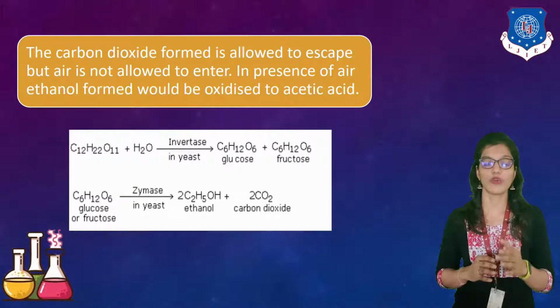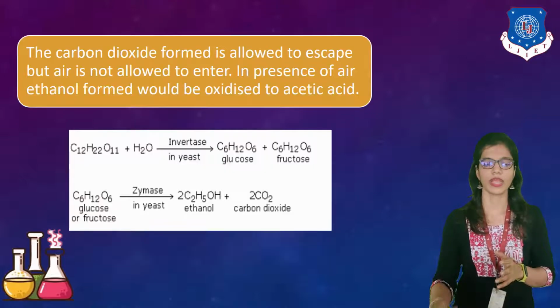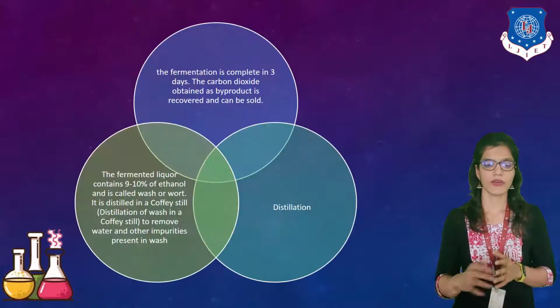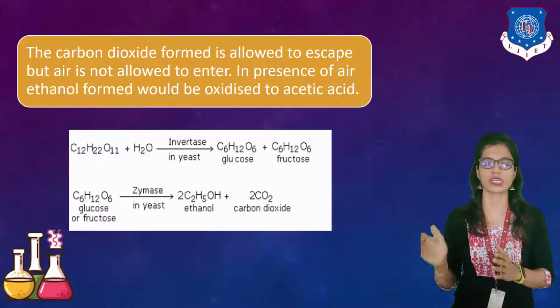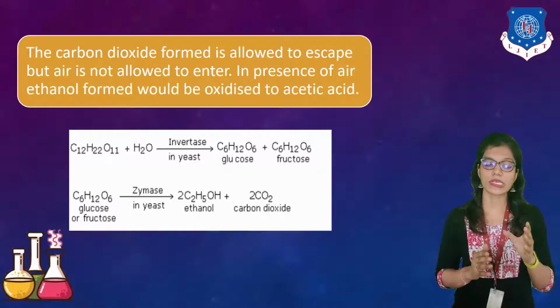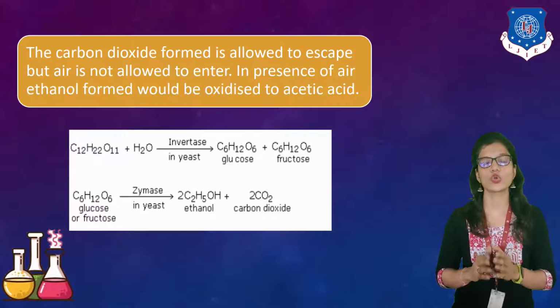The carbon dioxide formed is allowed to escape, but air is not allowed to enter. In the presence of air, the ethanol formed will be oxidized to acetic acid. How is it possible? We will observe it through the example. Here, if you can see, C12H22O11 plus H2O, mixed together in the presence of invertase in yeast, gives glucose and fructose, that is C6H12O6 plus C6H12O6. Now, in the presence of zymase enzyme in yeast, that glucose or fructose gets converted to ethanol, that is C2H5OH, and CO2 is produced.